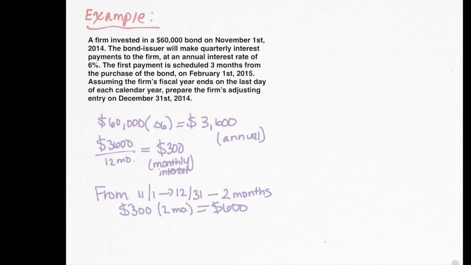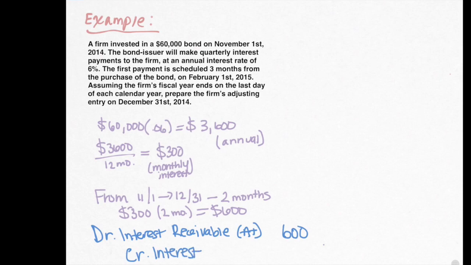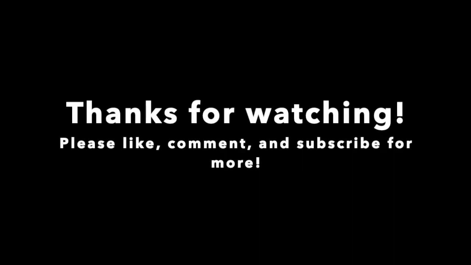So let's indicate this in journal entry form. We will first debit interest receivable $600 as the firm has accumulated that much in interest but has yet to receive the payment. Next, we must credit interest revenue $600 as this is the revenue that has been earned, just not yet received. That's all for this problem and also for this video.